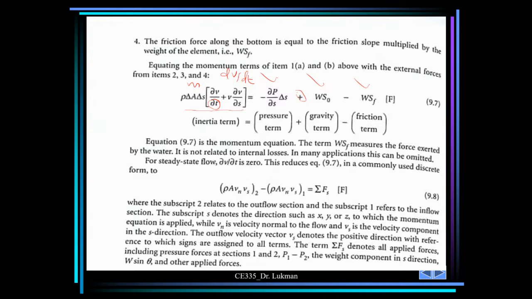Okay, and then the outflow velocity vector, Vs, denotes the positive direction with reference to which signs are assigned for all terms. That is the flow direction. The term summation Fs denotes all applied forces. The change in momentum, at 2 minus 1, is equal to the summation of all the applied forces.